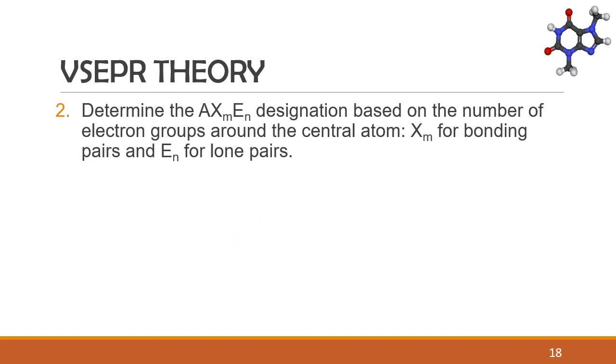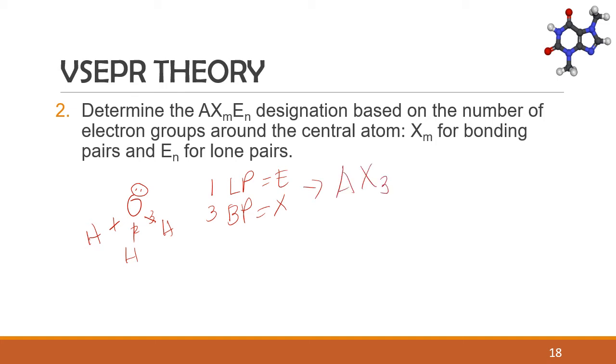The next step is to determine the VSEPR notation of our molecule. So, let's go back to our hydronium ion drawing. Looking at this drawing, the oxygen atom has 1 lone pair and 3 bonding pairs. So, its VSEPR notation would be AX3E.